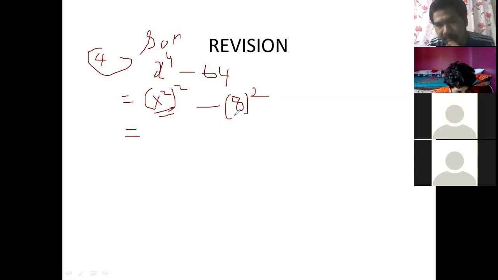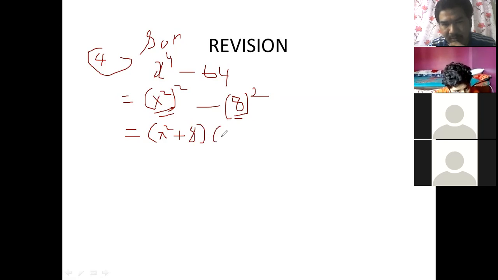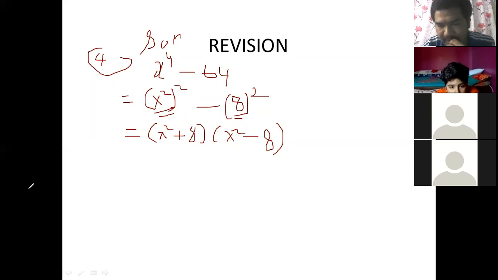X square. Good. What is in place of B here? 8. Good. Then what should we write here now? x square minus 8, x square plus 8 first. You can add minus also, no problem. One will be plus and one will be minus. X square minus 8 and x square plus 8. These are the two factors. Okay, children?